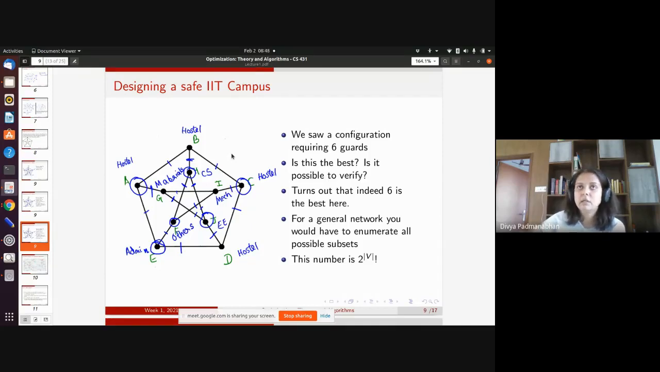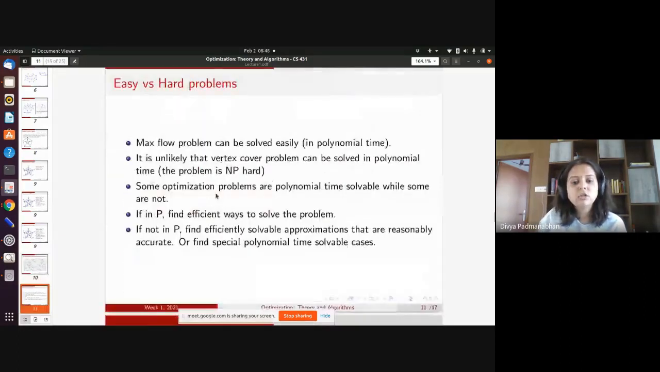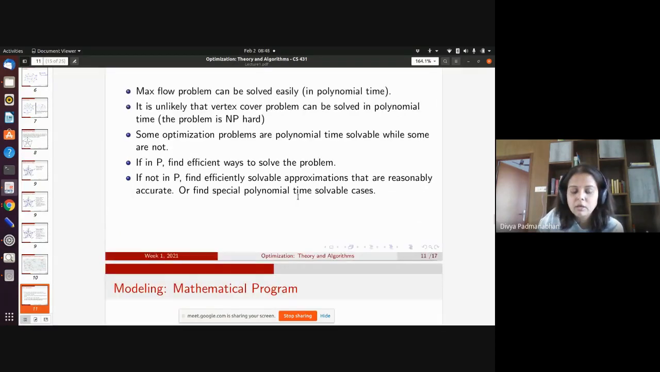Okay, but it doesn't prevent some easy instances from being there. So one thing that people do is you also try to find some special polynomial time solvable cases. Okay, so that's been the kind of flavor of things that you want to do in this line.